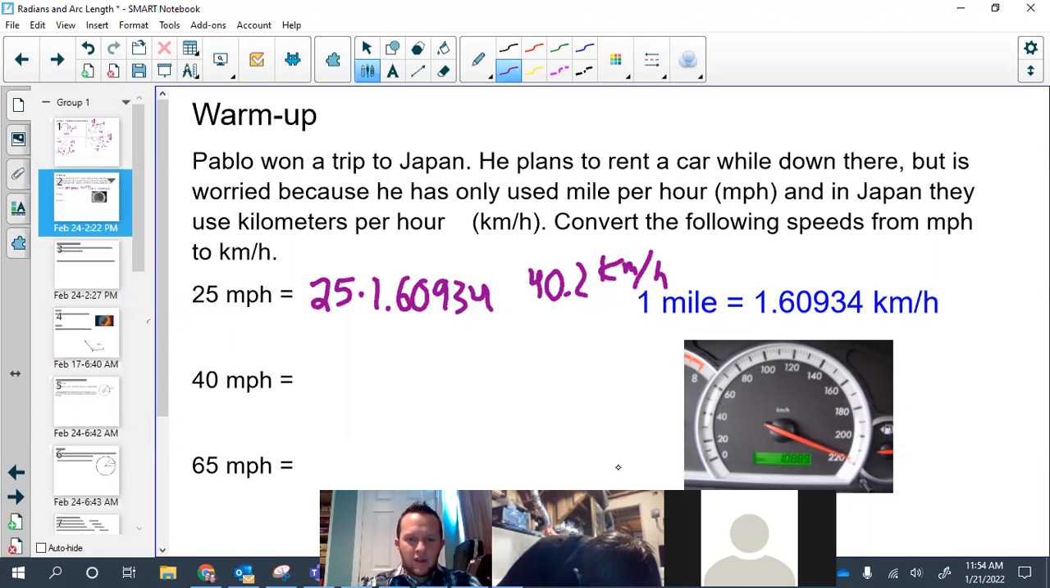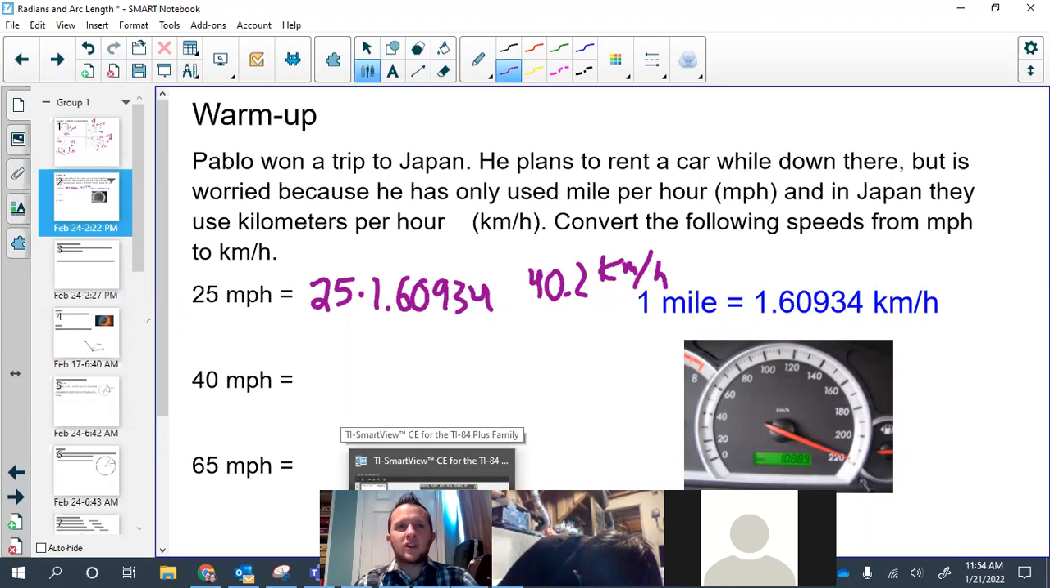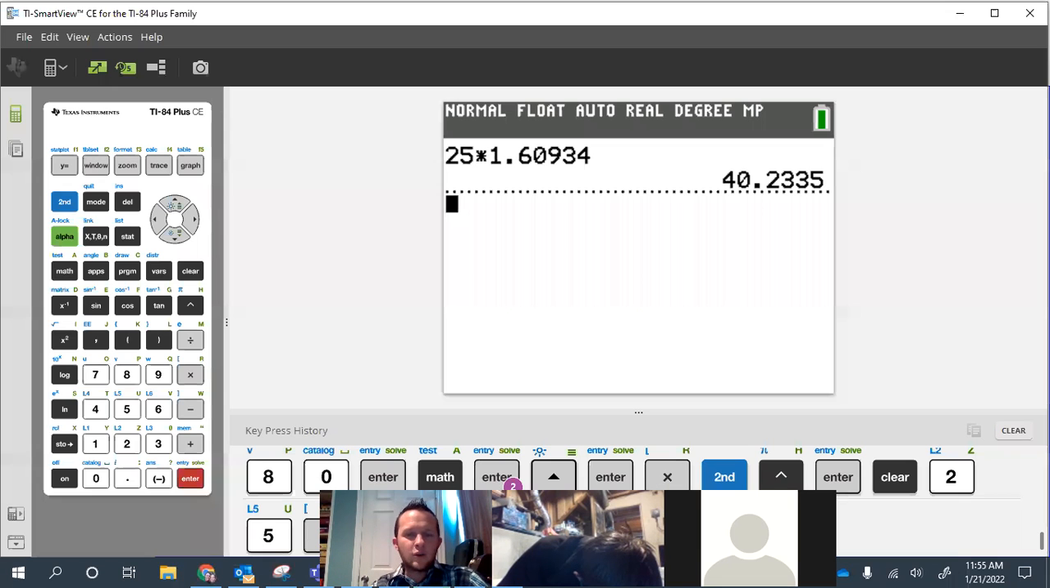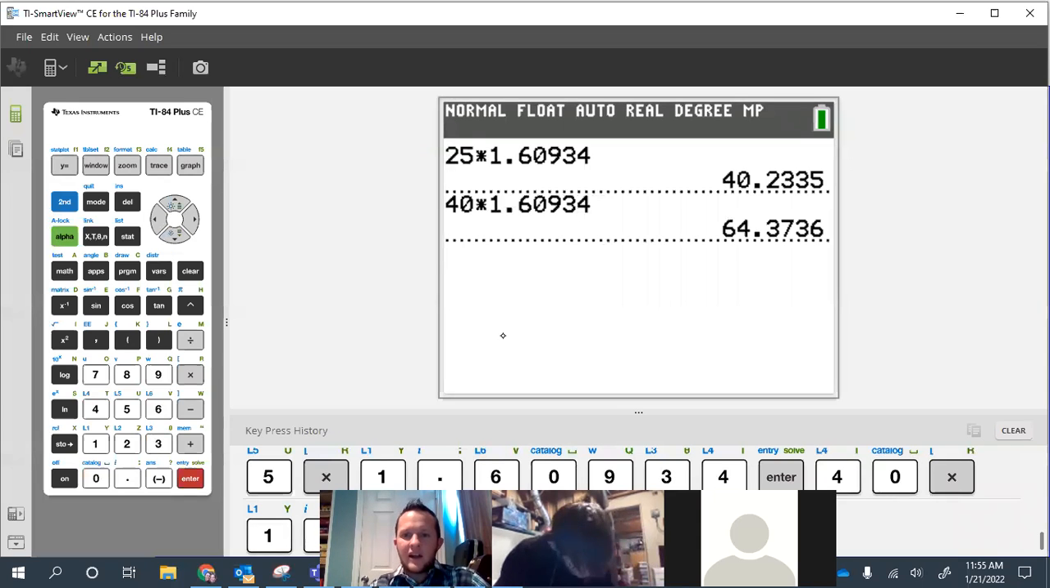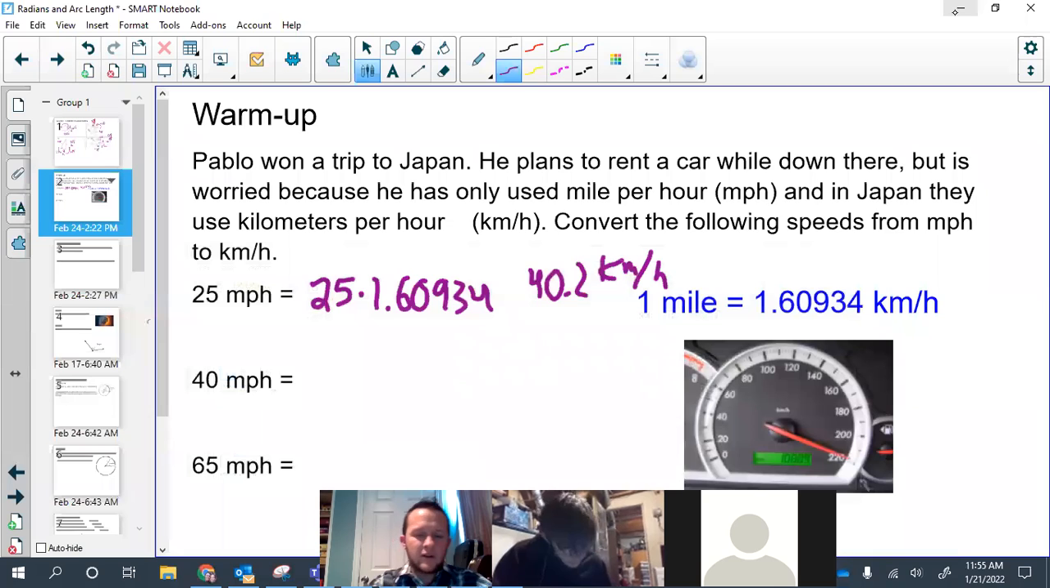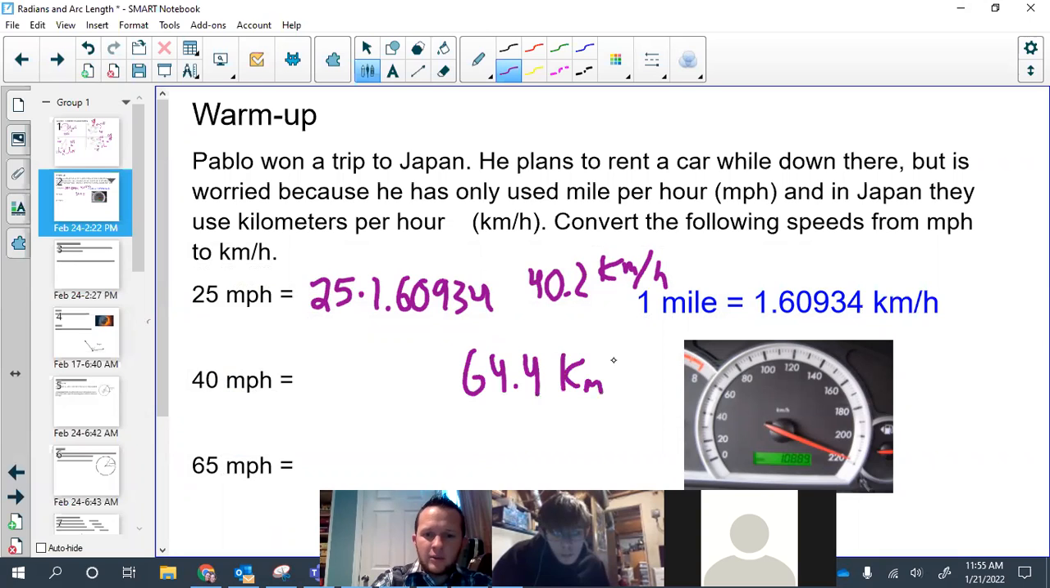Well, let's do the same with 40 miles per hour. 25 is what you drive in your neighborhoods. So 25 miles per hour, if you were in kilometers per hour, you'd want to be about 40 kilometers per hour. What if you were doing 40 miles per hour? That's what you usually do on streets that are a little more busy, but not necessarily residential. So if I do 40 times 1.60934, I get about 64.4. And again, that's in kilometers per hour.